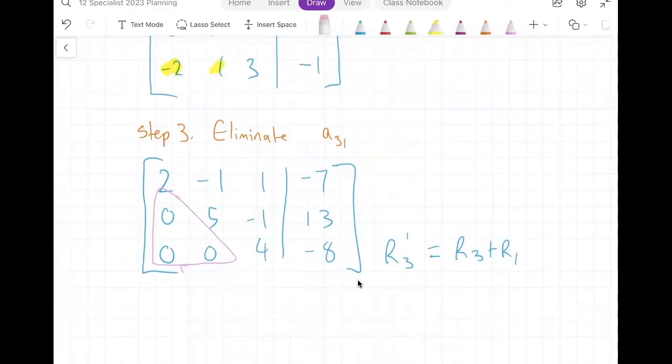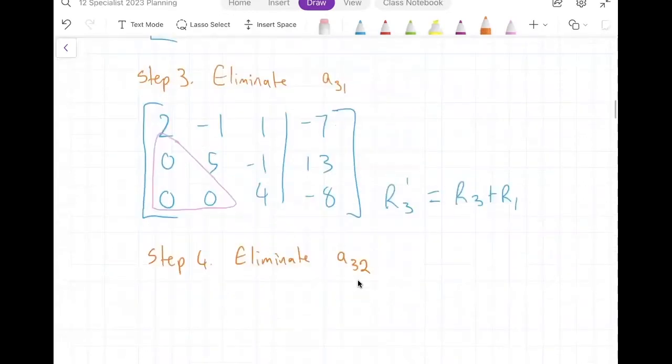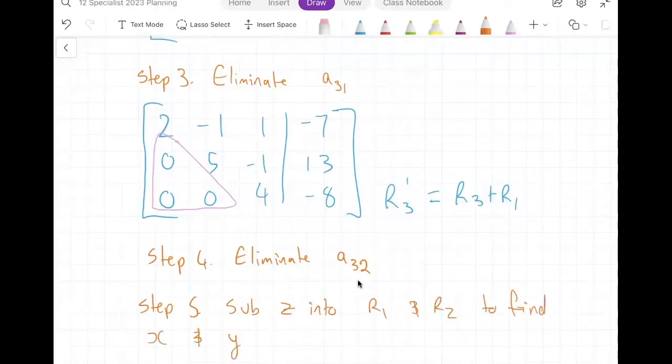So that's quite nice. I'm going to write step 4 down anyway, because I'm sure you guys will have a question where you would need to do 4 steps. So step 4 would normally be to eliminate A32, which would be to make this term 0. Like I said, in this question, it just happens to turn out to be 0, which is nice. So assuming I didn't do that, I would eliminate that, get my triangle. Because I already have my triangle, I'm going to move on to step 5, which is going to be to sub Z into row 1 and row 2 to find X and Y.